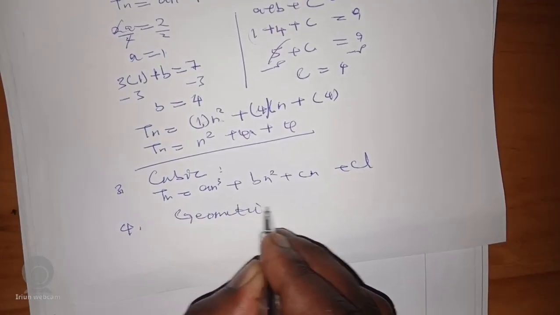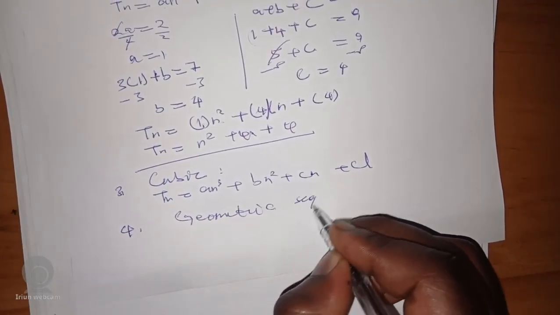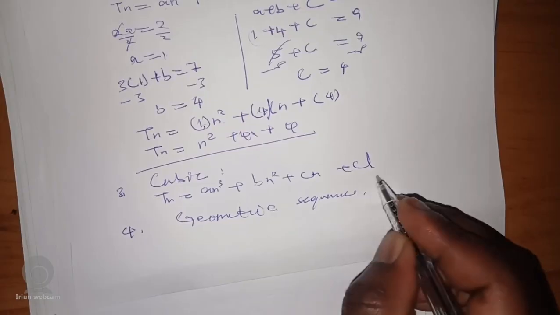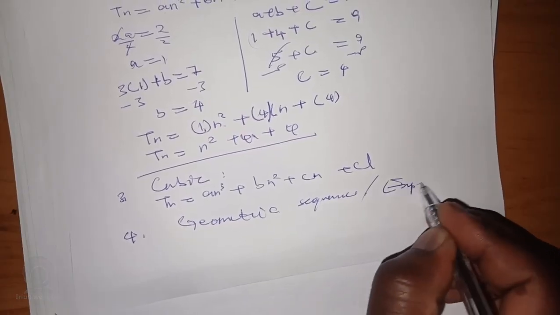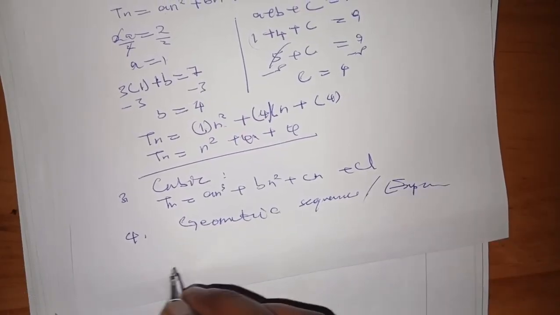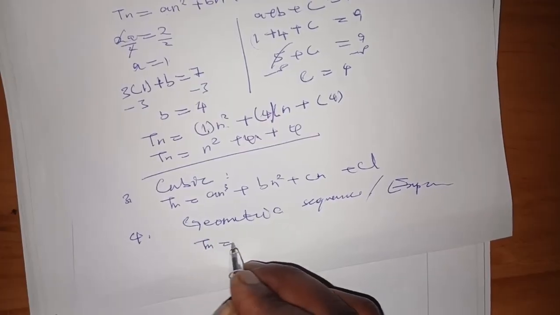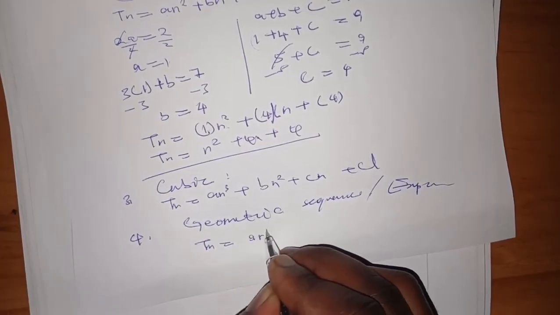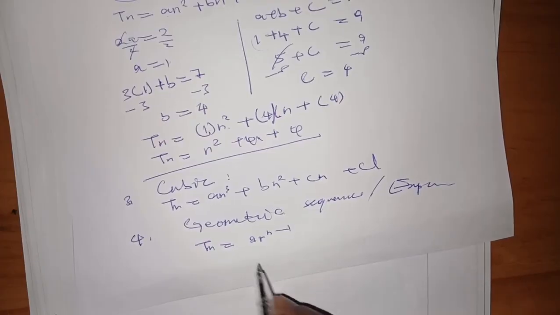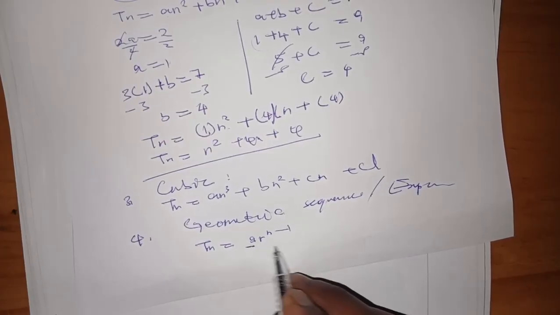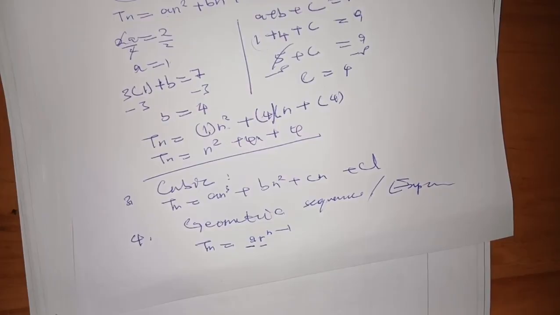Number 4, the sequence that you will be questioned on, it's a geometric sequence, which is sometimes called the exponential sequence. Now it assumes the form Tn is equals to ar to the power n minus 1. Your a, this is your first term, then the r is the common ratio.